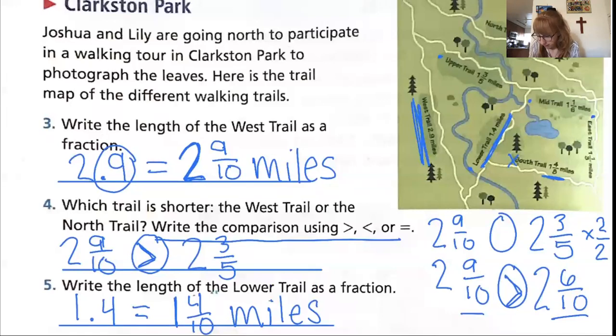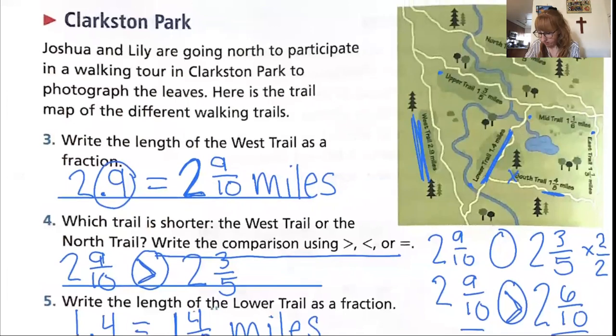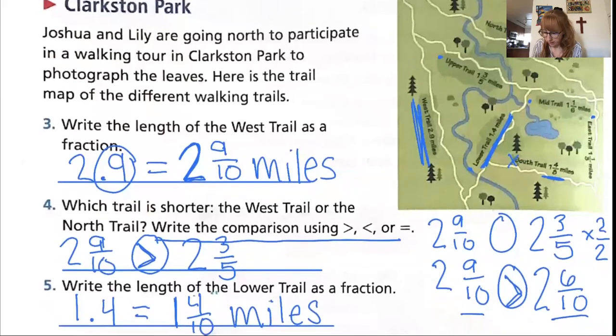And knowing what I know about fractions, 1.4 is less than 1 1/2. So it's not the lower trail. 1 1/6 is also less than 1 1/2. So it's not that. And the same goes for 1 1/3. So it must be the upper trail, 1 3/5 miles.